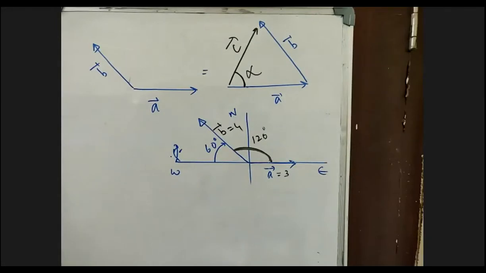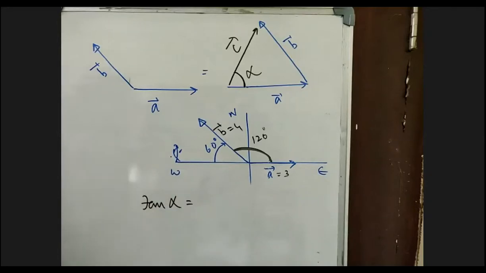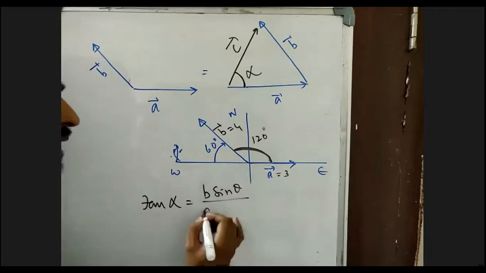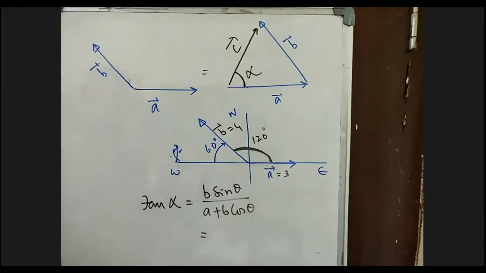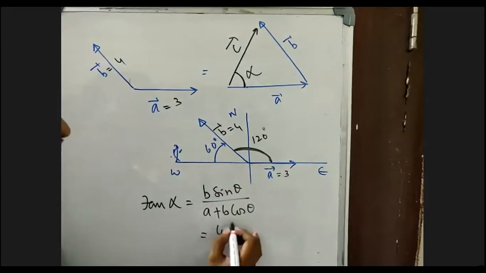Actually, no, but let's see. What is the formula? Tan alpha is equal to B sin theta divided by A plus B cos theta. B value is given how much in the problem? B is 4 units. A value is 3. So this one is 4 into sin theta, where theta is the angle between the two vectors. That will be equal to how much?